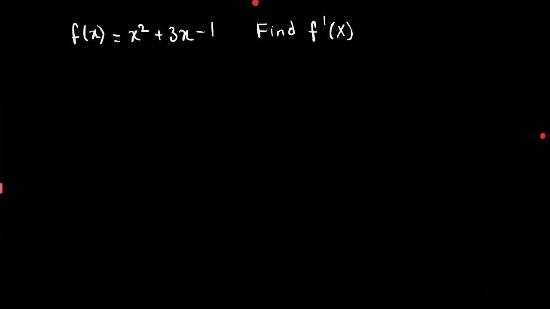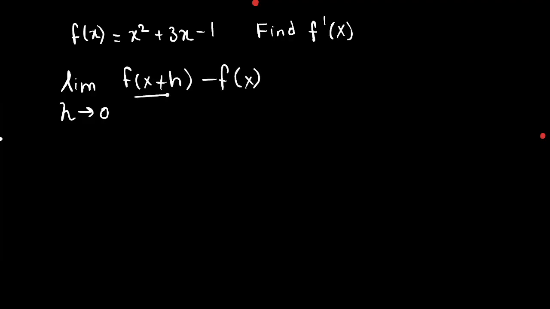So if this is our function here, our f of x is equal to x squared plus 3x minus 1, we now need to find our f prime of x, our derivative of our function f of x, using the definition of a derivative. So how do we do this? Well, first we need to build this difference quotient here, right? We know that the definition of our derivative, just to remind ourselves, is going to be the limit as h approaches 0 of our f of x plus h minus f of x divided by h.